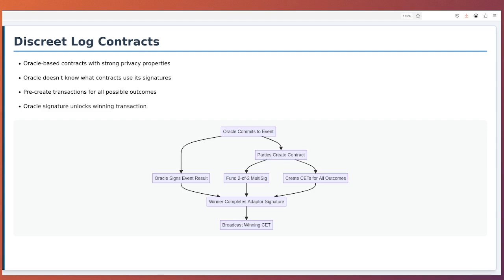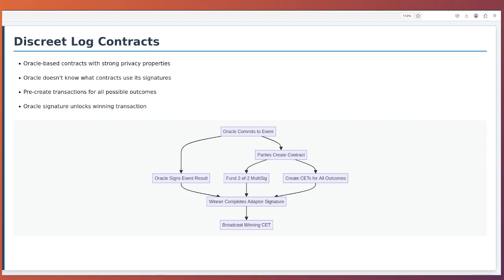The cryptographic innovation uses adapter signatures. These are partially complete signatures that can be completed only with specific secret data, in this case, the Oracle's signature. The parties exchange adapter signatures for all possible outcomes. When the Oracle signs the event result, the winning party can complete their adapter signature and broadcast the winning transaction.